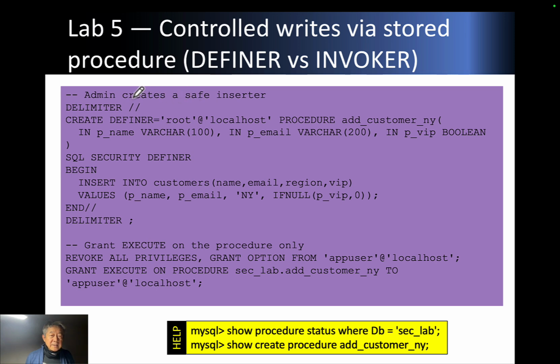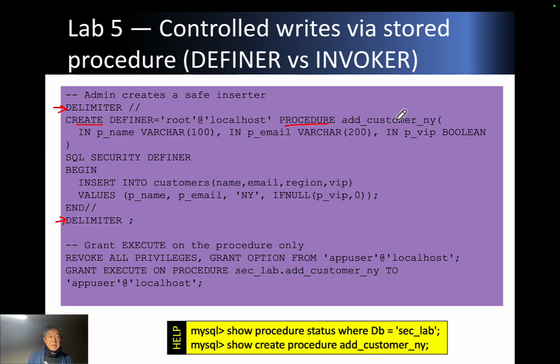When you create a procedure, you write CREATE PROCEDURE, then you have DELIMITER //. This is the beginning of the procedure creation, and this is the end of the procedure creation. The definer of this procedure is the owner, root at localhost. This is the name of the procedure.